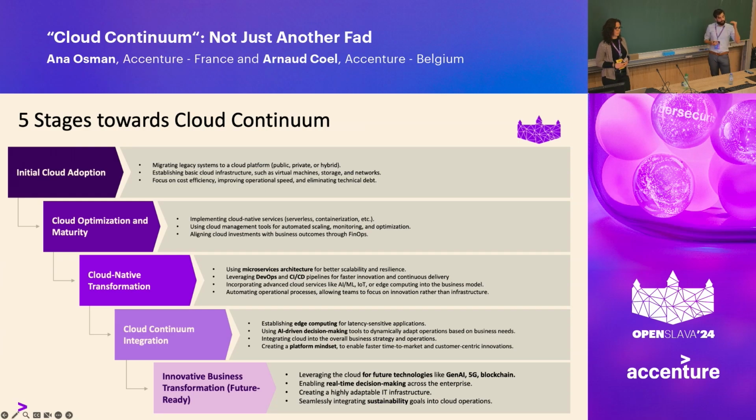And then in stage 4 and 5, you start getting to the interesting stuff, where you start really integrating the cloud continuum. You establish, for example, your edge computing for latency-sensitive applications. You can start looking into stuff like using AI for decision-making, and you start integrating cloud into your overall business strategy. And then the last step is where you leverage the cloud for future technologies. Really start using GenAI for stuff that is more than a chatbot, or implement 5G for your enterprise, or maybe have a valuable solution on top of blockchain.